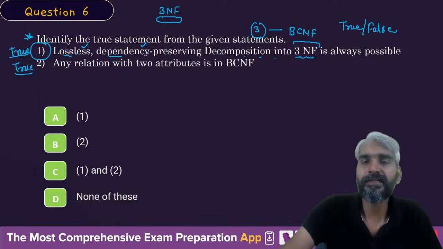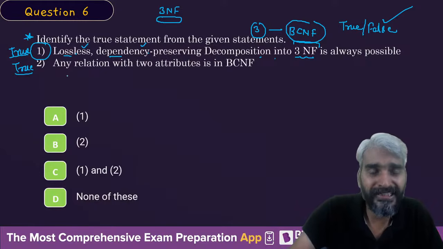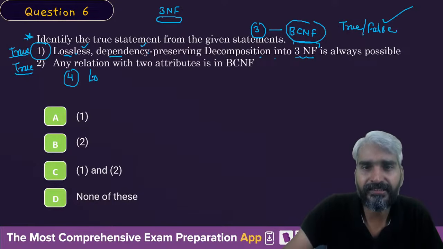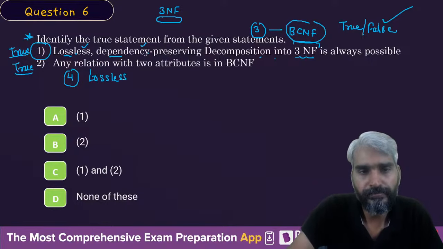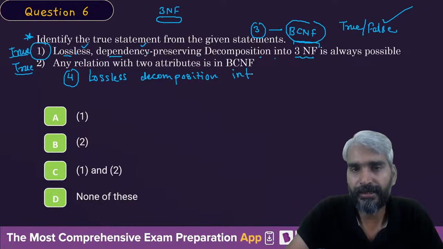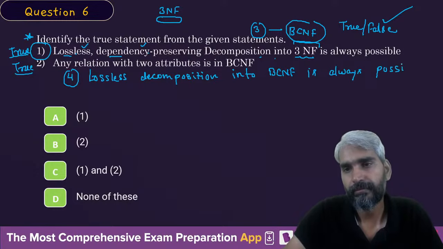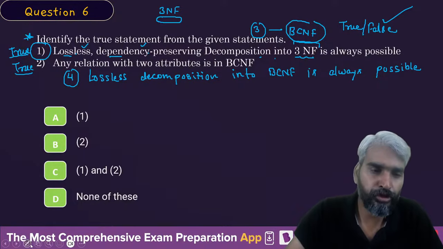Lossless and dependency preserving decomposition into BCNF is always possible. No, this statement will be false. But if I write a fourth statement, lossless decomposition into 3NF or into BCNF is always possible, true or false? This statement will also be true.